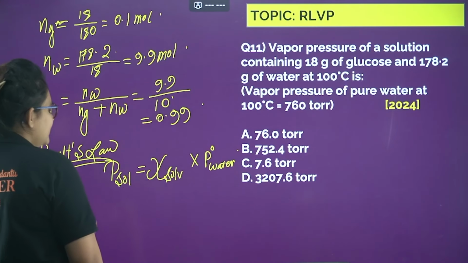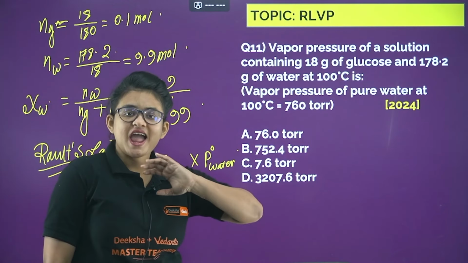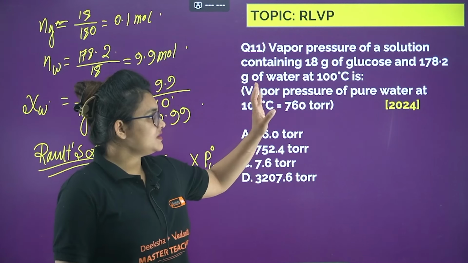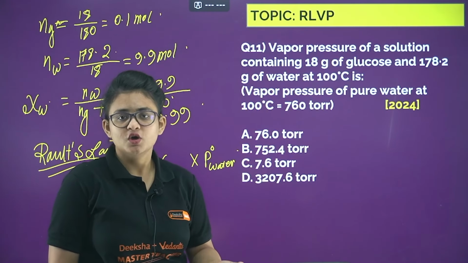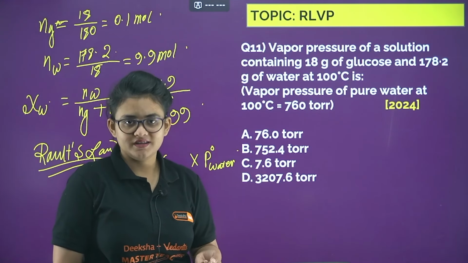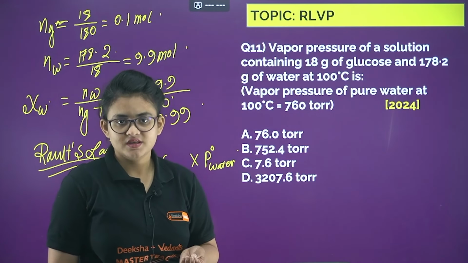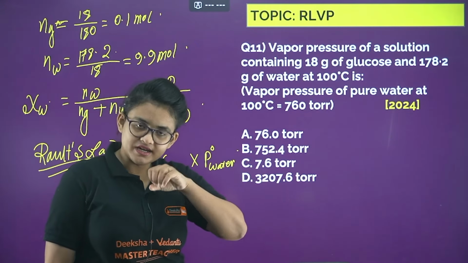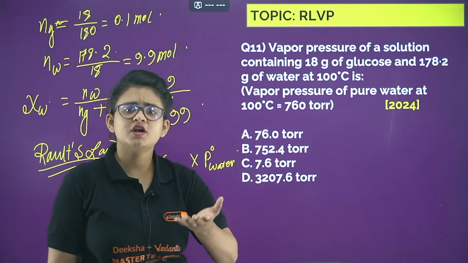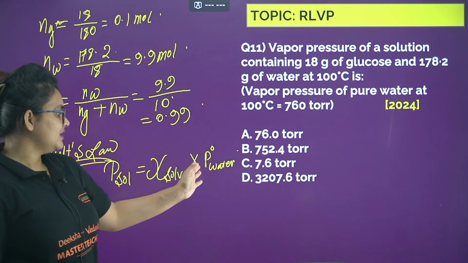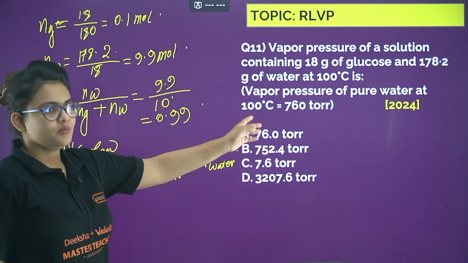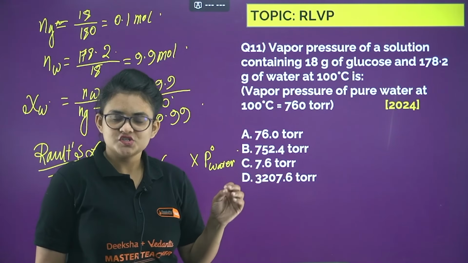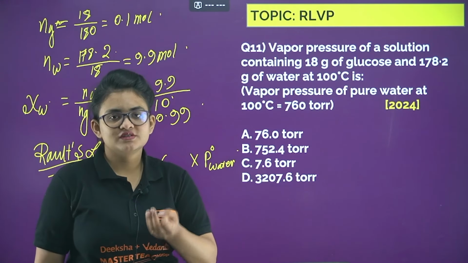In Raoult's law, we add components A and B for a binary mixture, right? But here I have a glucose and water mixture. Glucose is non-volatile, it will not contribute to vapor pressure. So whatever vapor comes out of the solution is only because of water. That's the reason I am not taking X of glucose into P0 of glucose, because glucose does not have any vapor pressure. So only water is contributing to the vapor pressure.